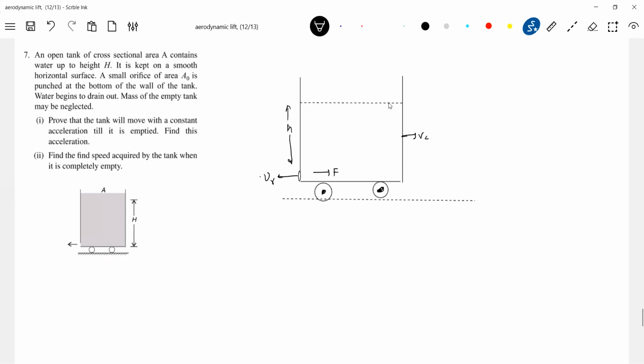So what is UR now? The velocity of flux with respect to the container, or the velocity of emerging liquid with respect to the container. Okay, let's get into this one. I think we are very sure what UR is. UR should be equal to root of 2gh.